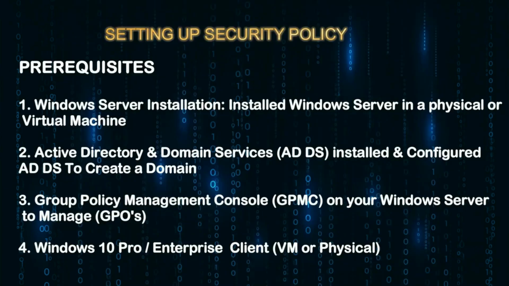So if you are planning on following along with this video to create security policies, first you need to have a Windows server installed on a virtual machine or a physical machine. Number two, you need to have Active Directory Domain Services already set up and installed with all the tools. Number three, the Group Policy Management Console, and a Windows client, whether it's a virtual machine or a physical machine, that is joined to a domain.